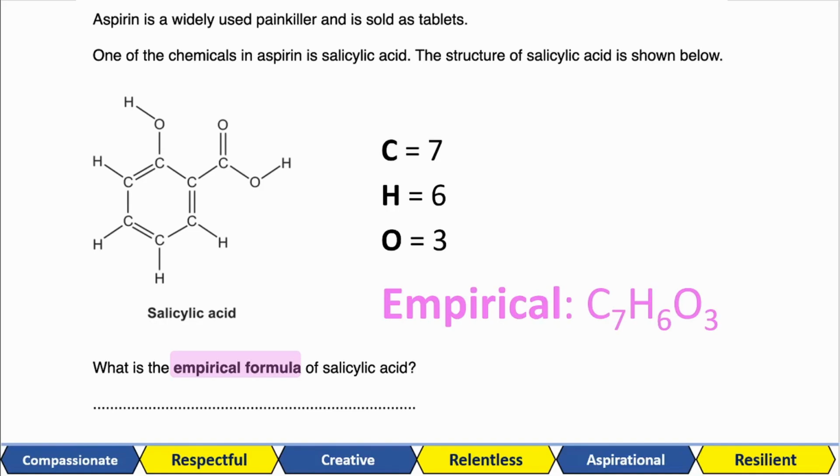C7H6O3. Again, the elements can be in any order as long as you've got 7 carbons, 6 hydrogens, and 3 oxygens. Again, the numbers should be subscripts, okay? Not superscripts or regular numbers.